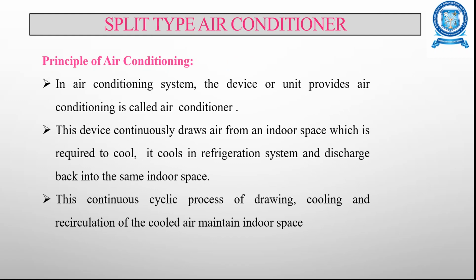So coming to the principle of air conditioning, in an air conditioning system, the device or unit that provides air conditioning is called an air conditioner. And this device would draw air continuously from an indoor space which is to be cooled. So it cools it in the refrigeration system and discharges it back into the same indoor space. And this continuous cyclic process of drawing, cooling, and recirculation of the cooled air is maintained in the indoor space.